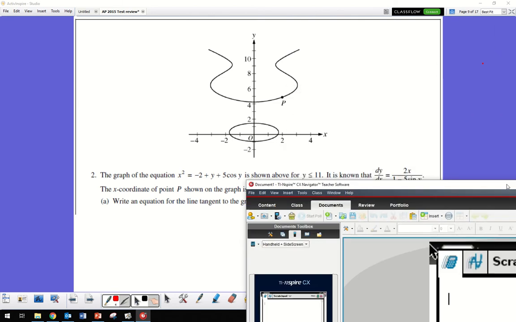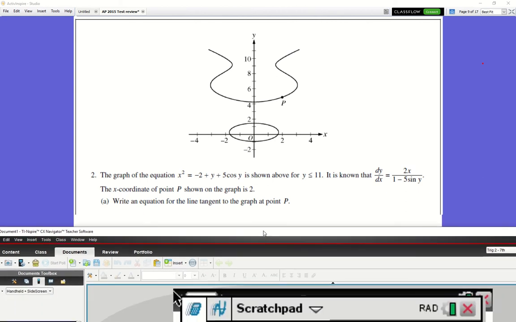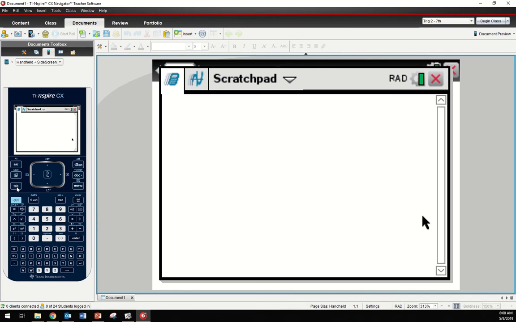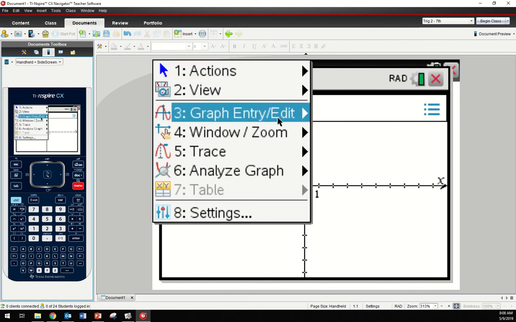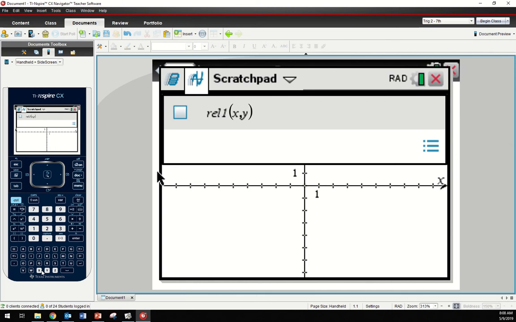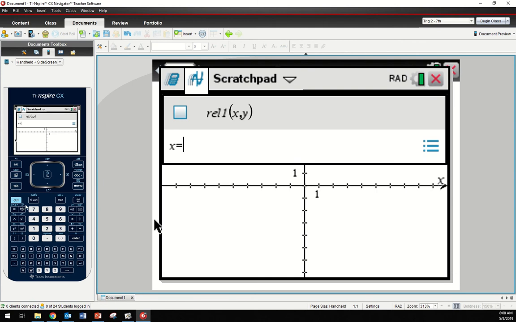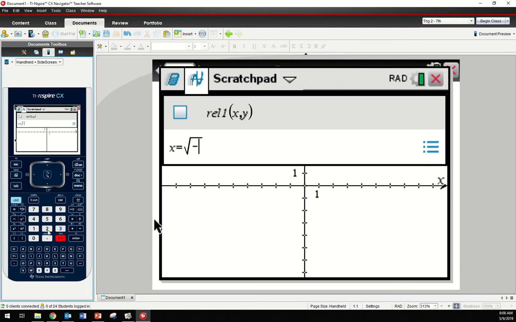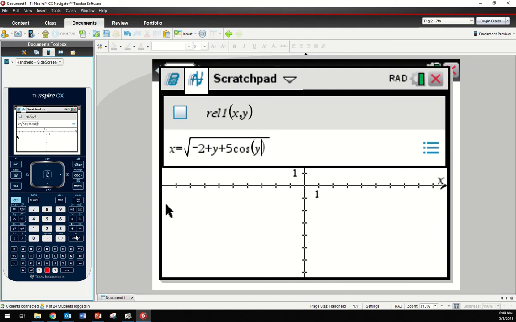All right, modes on the calculator are important. What mode do I need to be in? Radian. Yeah, okay, so I kept telling you guys that the calculators keep changing modes because my students are using different ones in different classes. So x squared minus 2, okay. So I'm going to go tab. No, there it is, right there. I have to enter my relation. So it's x equals square root of -2 plus y, plus 5 cosine y.